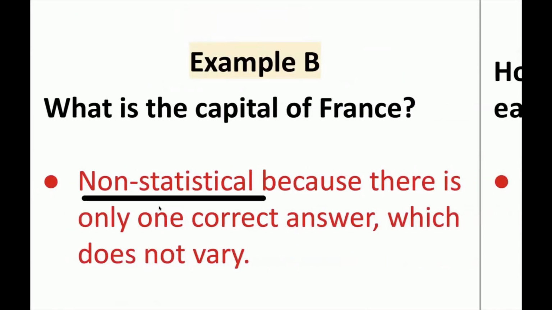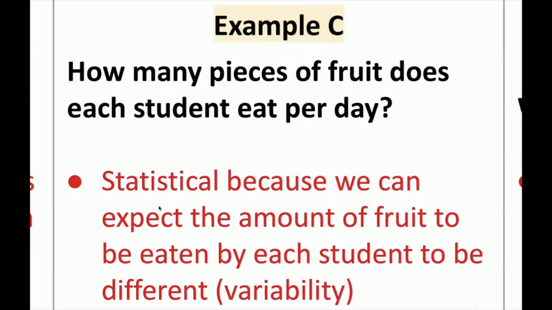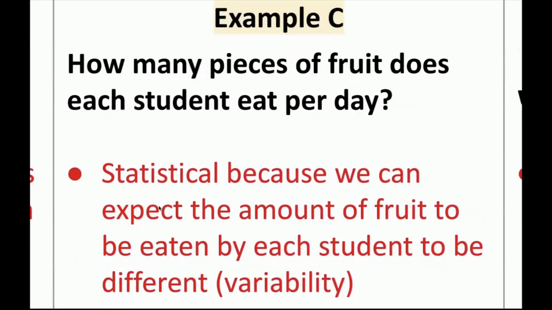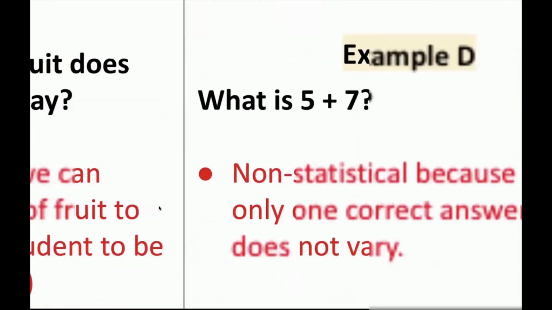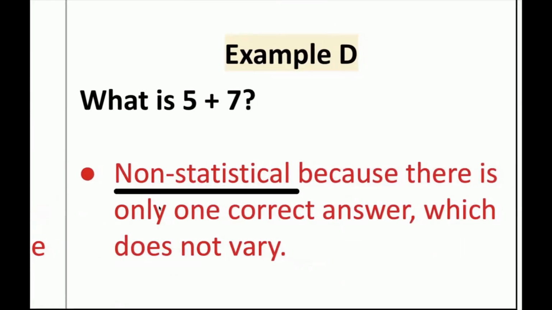Remember, non-statistical, there's just one capital, one answer. Check your work for example C. Remember, we're talking about each student and how many pieces of fruit they have. So because we're asking multiple people and the answers are going to be different, it's statistical. And then last but not least, example D is non-statistical because there's just one answer, and you guessed it, 12 is the answer.